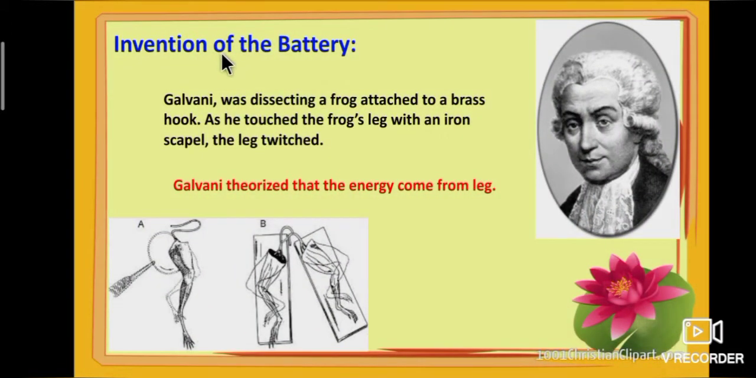Shall we see the invention of the battery? In 1780, Italian physicist Galvani was dissecting a frog attached to a brass hook. See the picture, students. Galvani was dissecting a frog attached to a brass hook like this. As he touched the frog's leg with an iron scalpel, the leg twitched.